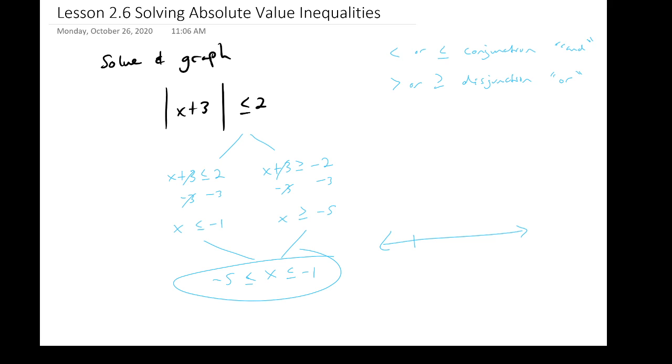Of course, I need to know where everything is in relation to 0. Well, there's negative 1. There's also a negative 5. These are both closed points because they're equal to, it says, not just less than. And as a conjunction, we're going to shade in between these two values, so on the line in between. And we're done. There's our graph. Let's do another.